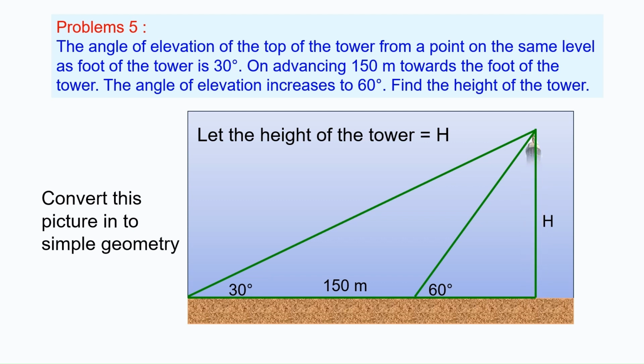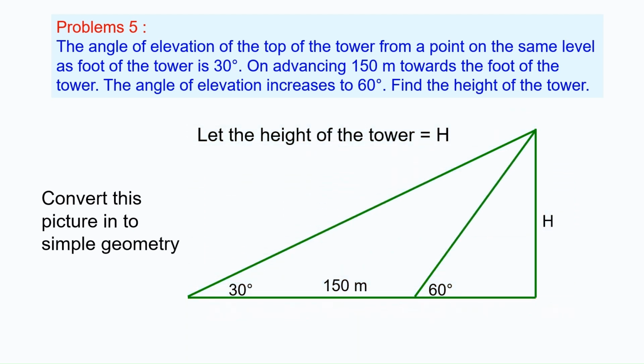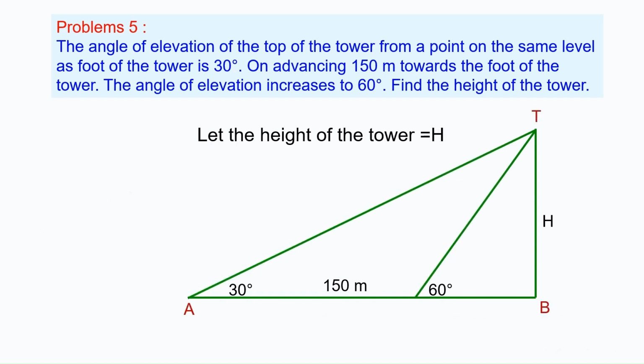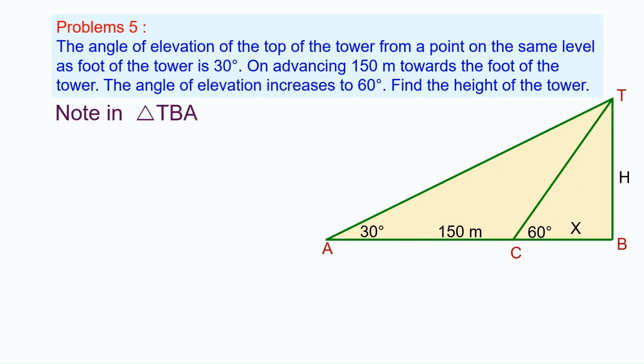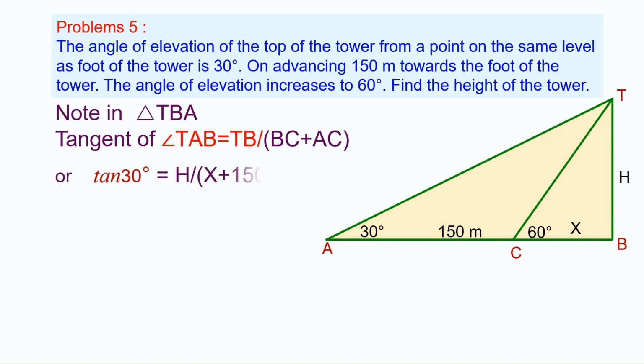Let the height of the tower equal h. In the triangle TBA, tangent of the angle TAB equals TB divided by BC plus CA, or tangent of 30 degrees equals h divided by x plus 150. So x plus 150 equals root 3 times h, as tangent of 30 degrees equals 1 divided by root 3.